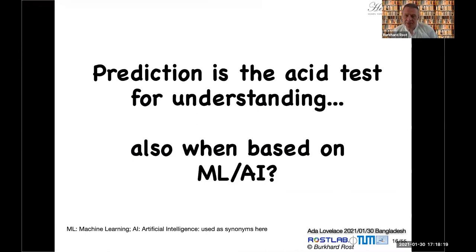Prediction is the acid test of understanding. So if you cannot predict something, then I claim you do not understand. Whenever people say prediction is difficult, in particular prediction of the future, well, if we understand the phenomenon, if we do science, that's the minimal thing we have to do in order to prove that we understand. Now the question becomes, is that also true when our understanding or our prediction is based on machine learning, artificial intelligence? There's a very long story, and I don't want to get into that story. Many people would argue no. I would argue yes, and I believe the truth is, like always, somewhere in between these two extremes.